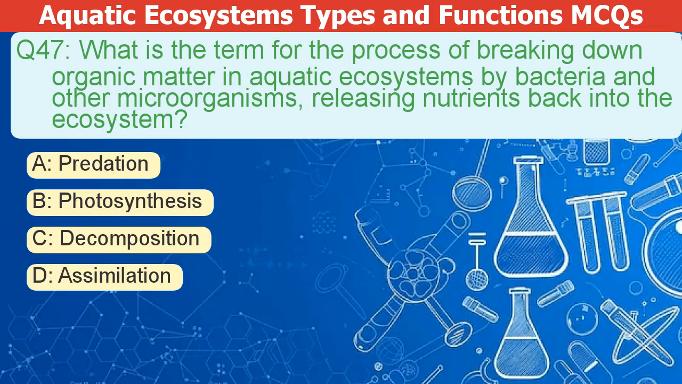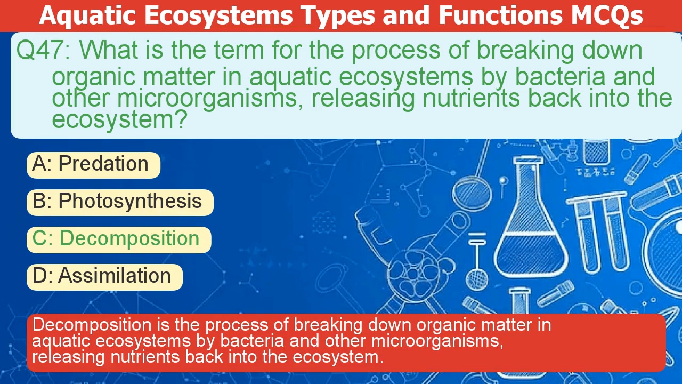Which of the following is a key feature of oligotrophic lakes? A. Low nutrient levels and clear water. B. High nutrient levels and excessive algae growth. C. Acidic water conditions. D. Shallow depth and high biodiversity. The correct answer is A. Oligotrophic lakes have low nutrient levels, clear water, and are generally less productive compared to eutrophic lakes.